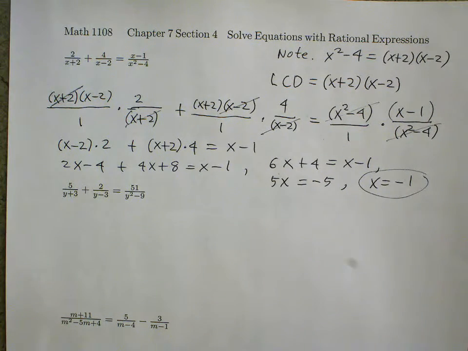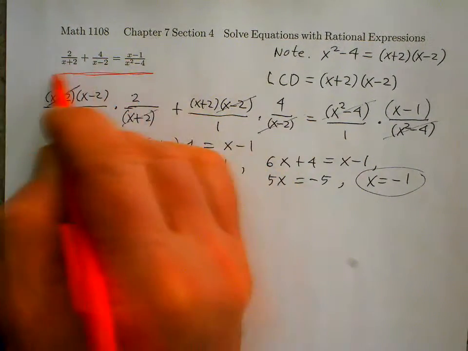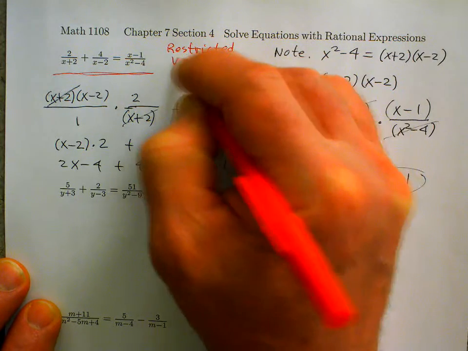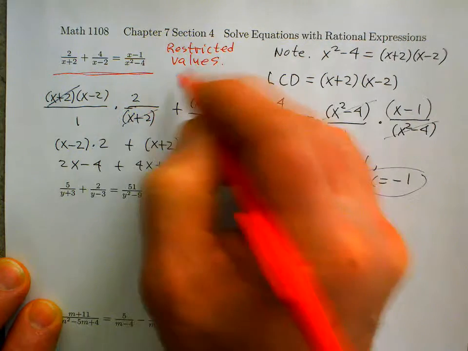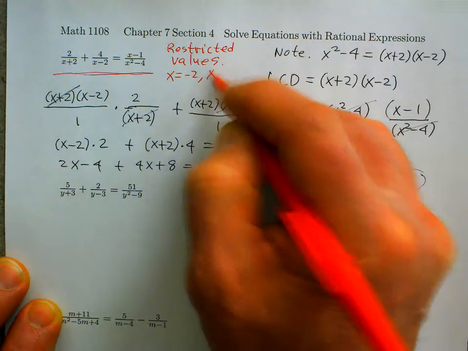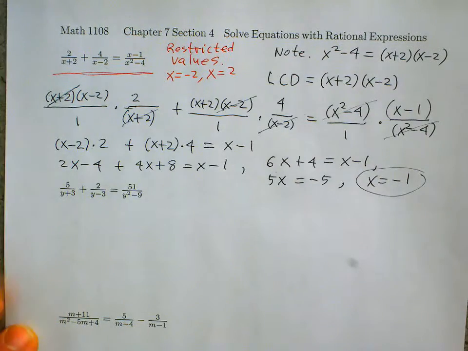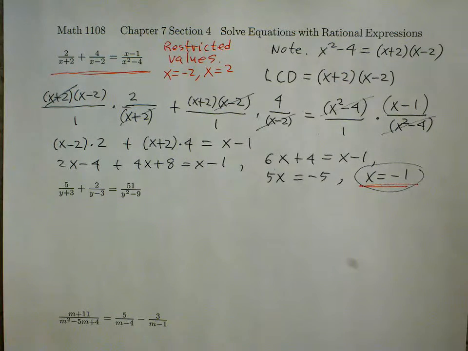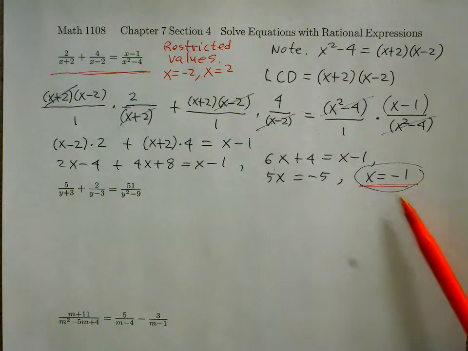So always keep in mind what the restricted values are. In the original equation, the restricted values are -2 and +2. Since the solution we got is not a restricted value, then it's the solution to that equation. If we come up with a solution that is a restricted value, then we cannot list it as a solution, since it's restricted.